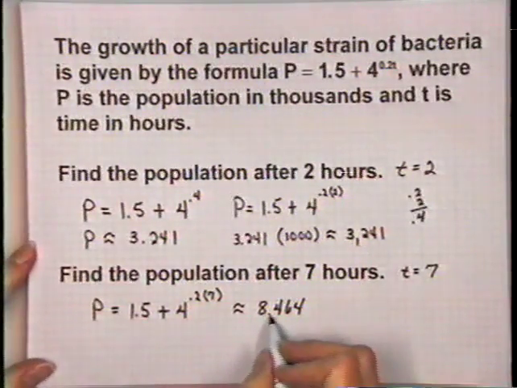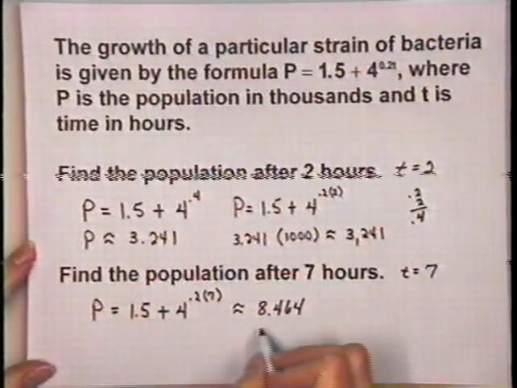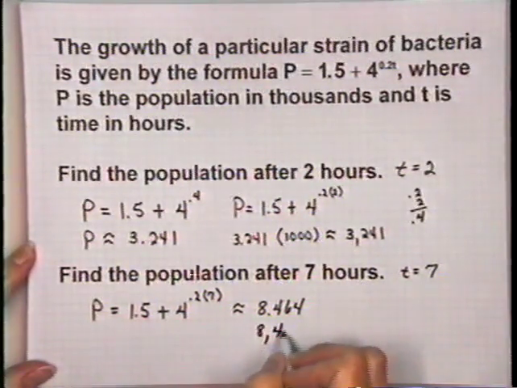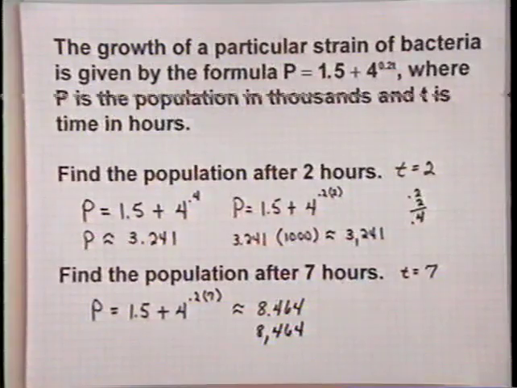And of course, doing this in thousands, if you multiply by 1,000, you have approximately 8,464. So those bacteria are really growing rather rapidly, aren't they? You'll find that with exponential functions, basically, that always happens. Exponential functions grow very rapidly. Okay.